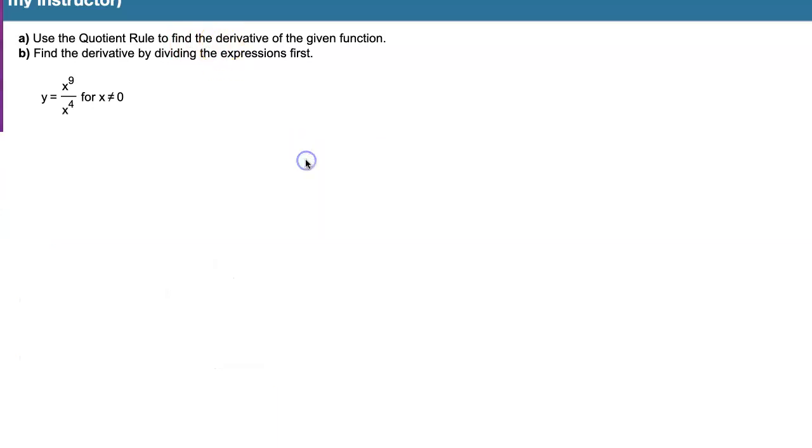Now, I really wouldn't use the quotient rule here because we can simplify it and just use the power rule, but they insist that we use the quotient rule. So if we want to do that, let's talk about the quotient rule.